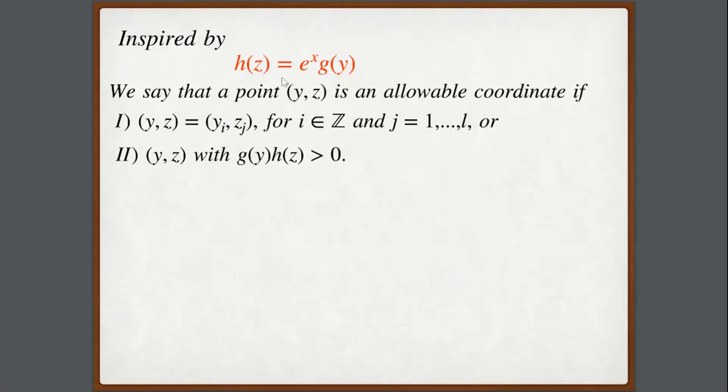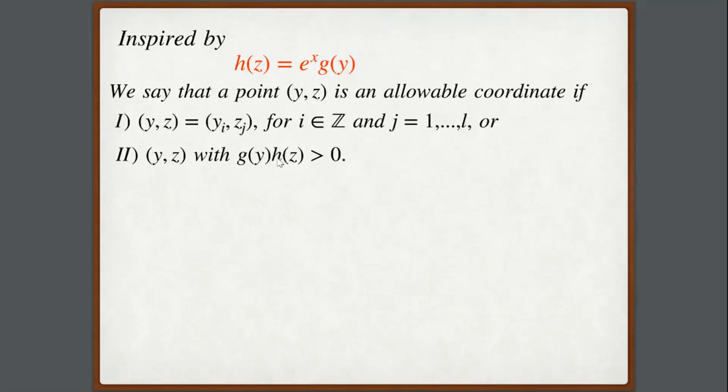This equality needs to be satisfied for x, y, and z to be points in the preimage of the plane. So by this equality, we call it an allowable coordinate if, in the y, z plane, y is a zero of g and z is a zero of h. This is the first case of allowable coordinate.